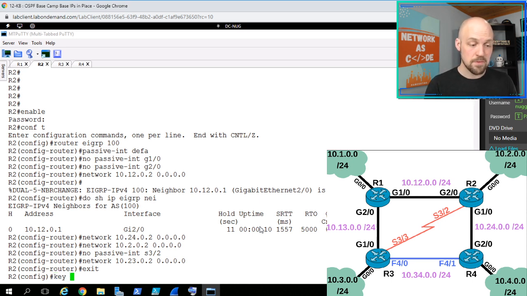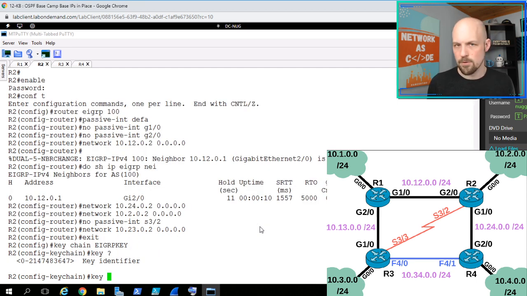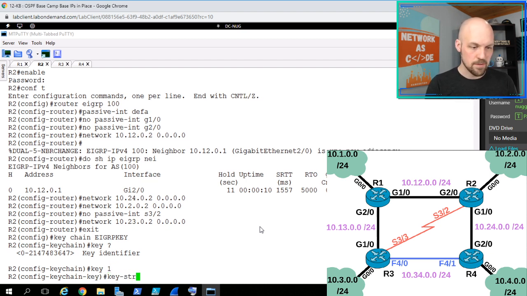Before we even touch EIGRP configuration, we have to configure that keychain. So do key chain, we'll just call it EIGRP key. Yeah, that's spelled right. Then we need to specify what key number we're going to create. Whatever the identifier is here, how many bits is that? I don't even know, it's a lot of bits. So we'll just say key 1, keep it simple. And then key-string, this would be our password. We're going to activate, by the way, MD5 authentication on EIGRP.